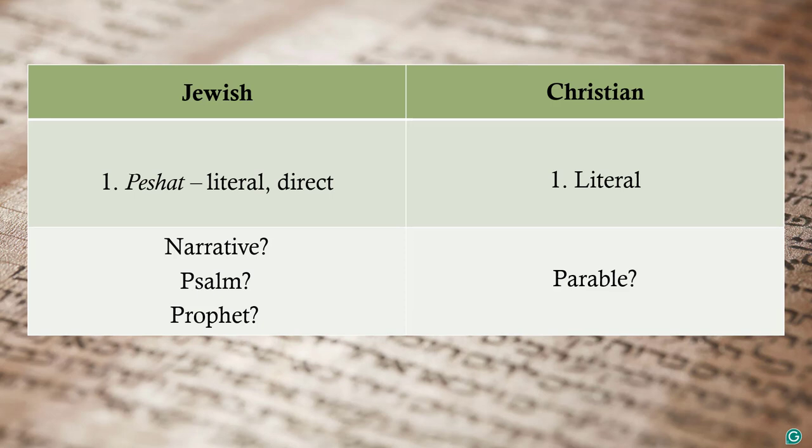Because by definition, parables are not literal. Parables are made up stories that illustrate a point. And so if you read a parable as literal, you are now misreading the text. And so parables are actually, when we get down to number three, drash is number three, to search. A parable is a midrash. Parables are used as a hermeneutic for understanding something from Scripture. And so you get my point.